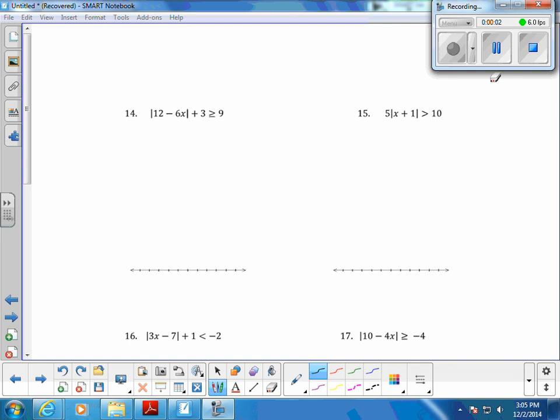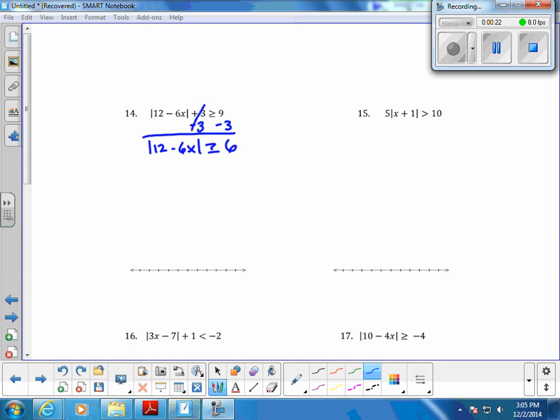Okay, we're going to finish out the rest of these for our absolute value. I'm going to rework number 14 just for the sake of that inequality symbol that I missed last time. Before I start, I want to get absolute value by itself.